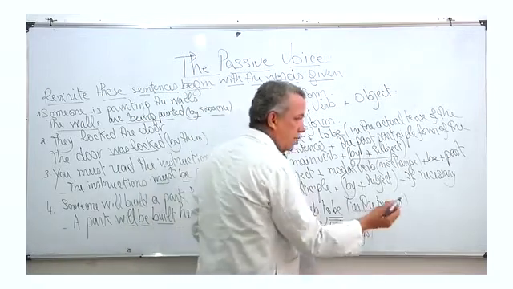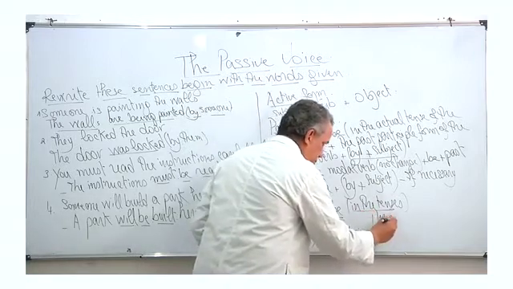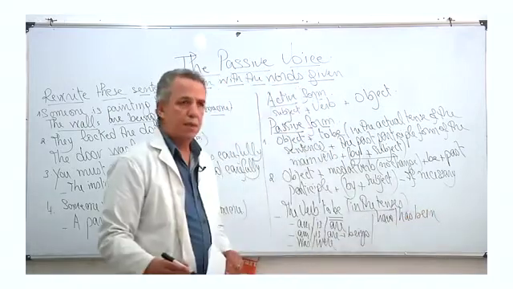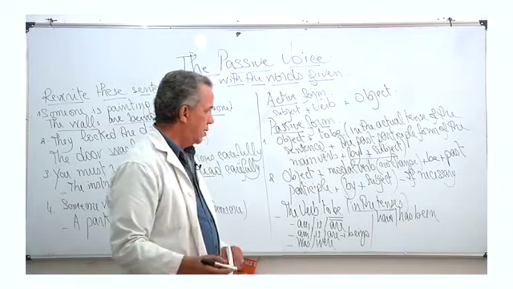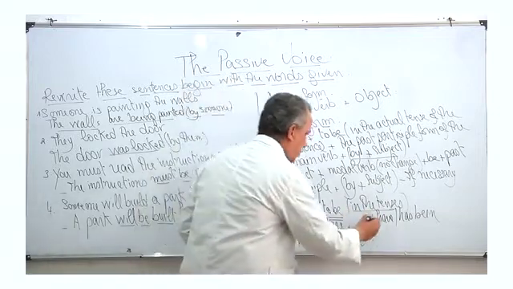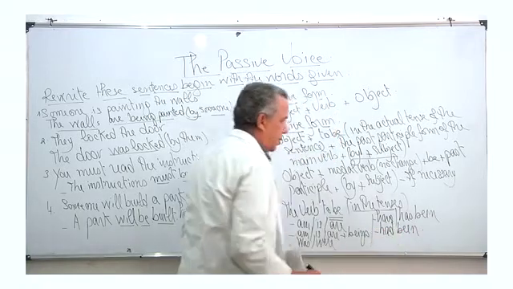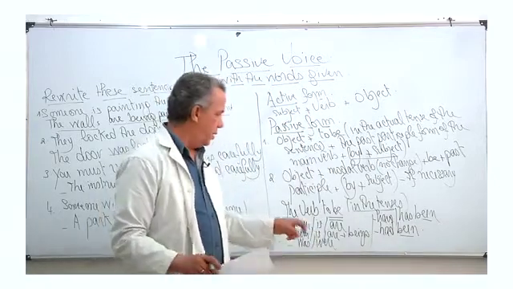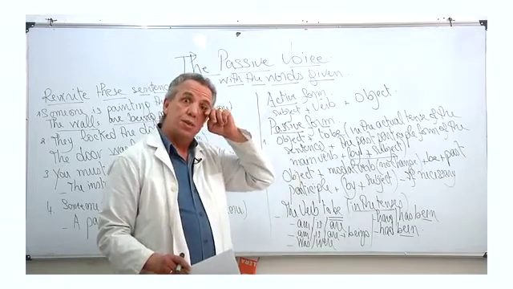Present perfect, the present perfect form of the verb to be, have or has been. Okay, verb to be in the past perfect form, had been. Okay, etc.